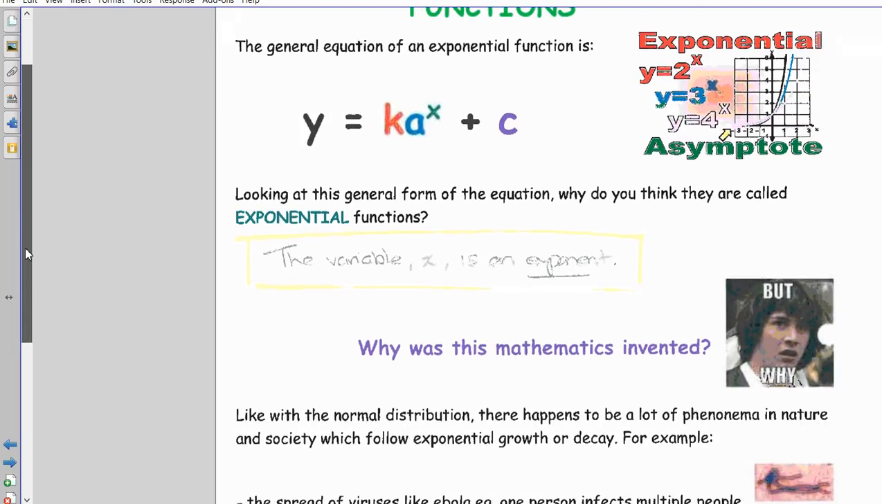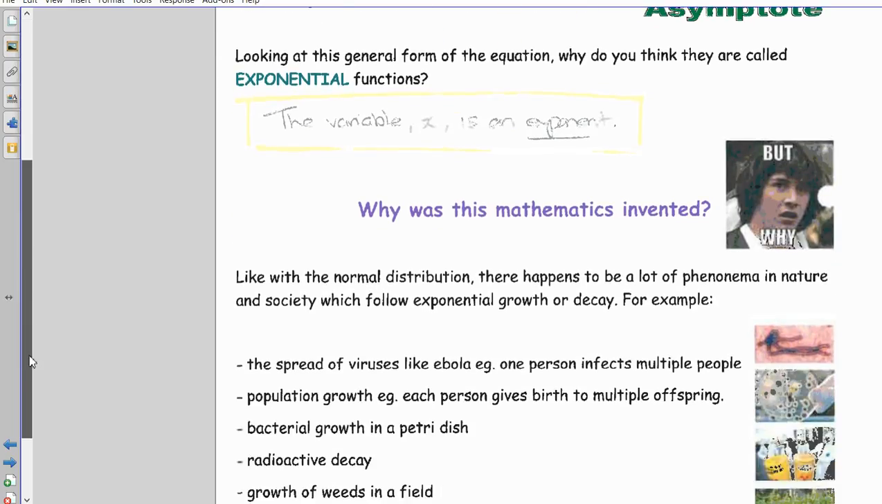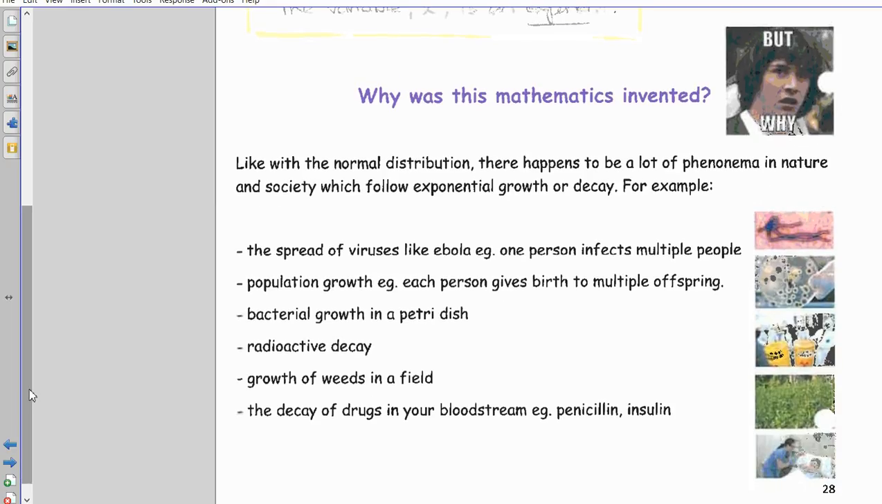Why was this mathematics invented? We'll just go over this quickly. Like with the normal distribution, as I said, there happens to be a lot of phenomena in nature and society which follows this exponential growth, starting off slowly in growth and going up rapidly, or exponential decay, dropping rapidly and then dropping slowly. For example, the spread of viruses like Ebola or Zika, where one person infects multiple people, actually more so like swine flu, that kind of thing, particularly if it's a sneezing kind of virus.